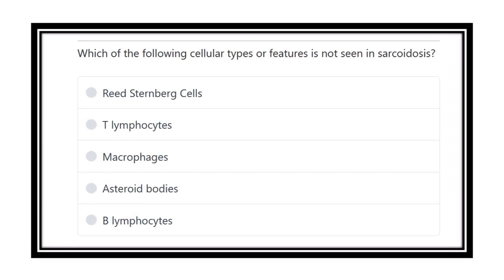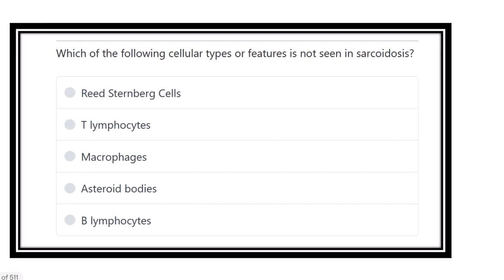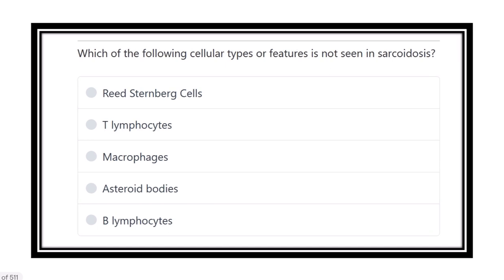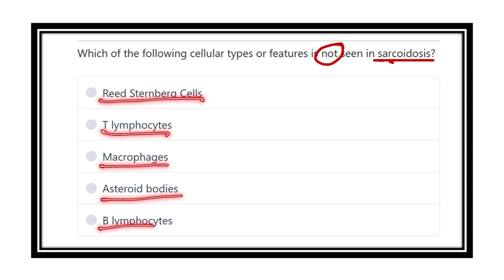Which of the following cellular types is not seen in case of sarcoidosis? Sarcoidosis is a chronic inflammatory condition of our body, and different types of cells are present. Among them, which is not a feature of sarcoidosis? Here the options are the Reed-Sternberg cell, T lymphocyte, macrophage, asteroid body, and B lymphocyte. So which is not present in case of sarcoidosis?